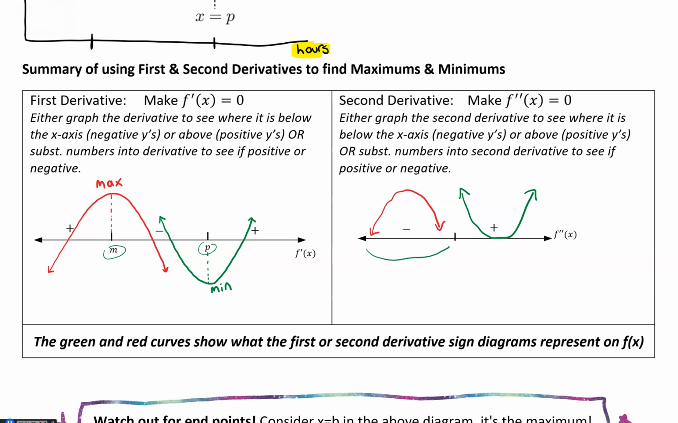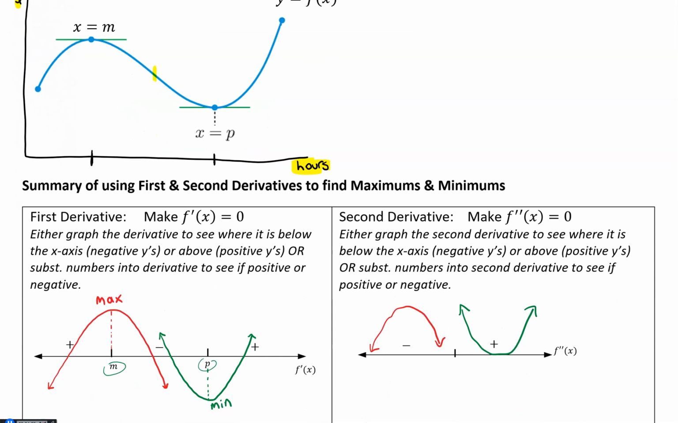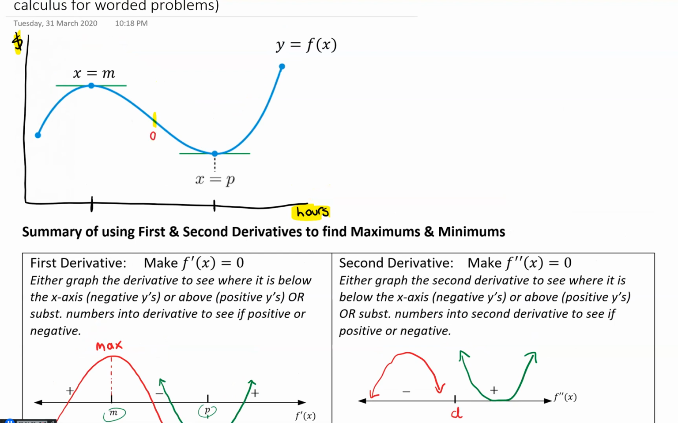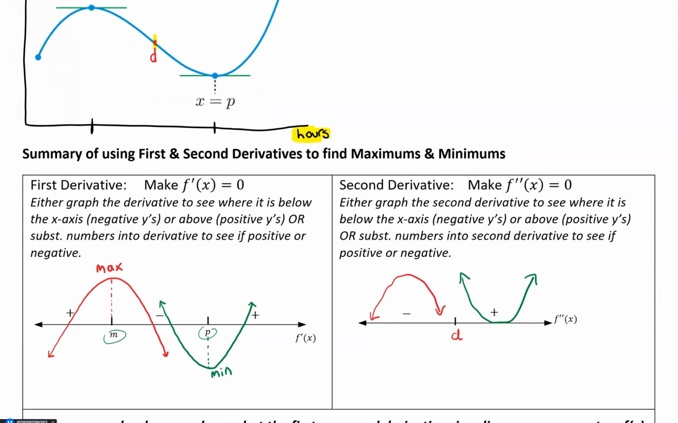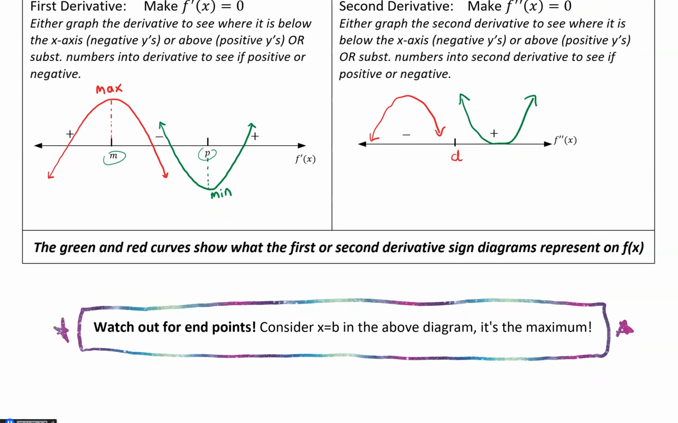Okay, so better not draw it like that. But basically, this whole section here is where there is a maximum, and this whole section here is where there is a minimum. So if we look up here, that point here, let's call it D. That's D here. Okay, so we can see that it was a maximum and then a minimum. So both the first and second derivative can be used to find a maximum or minimum.